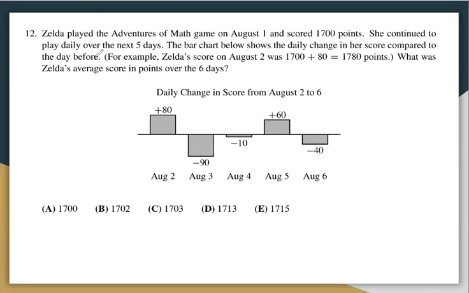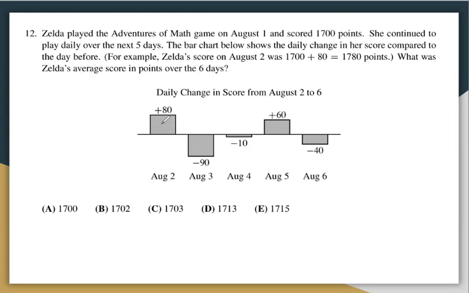And then she continued playing this on the next 5 days, and the bar shows her daily change in her score compared to the day before. So, for example, Zelda's score on August 2nd was 1700 plus 80. So this 80 is just the change from the previous day. So based on this, what would be the average score for her over 6 days?